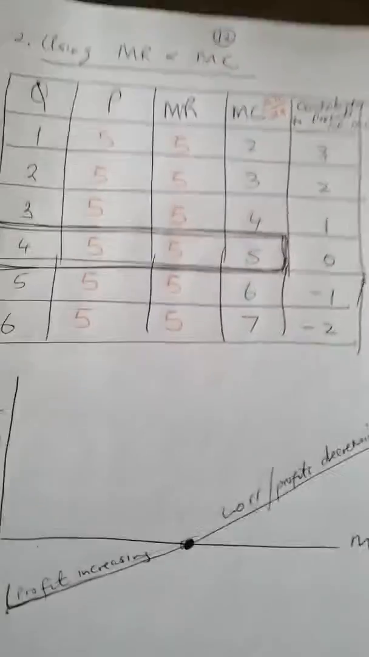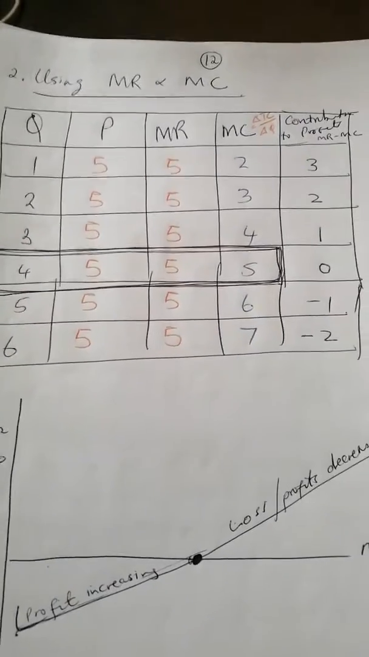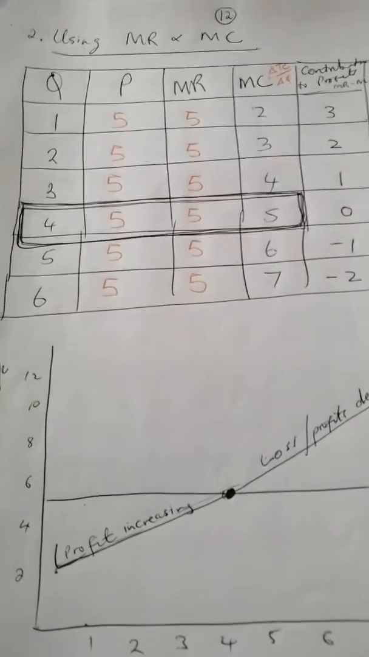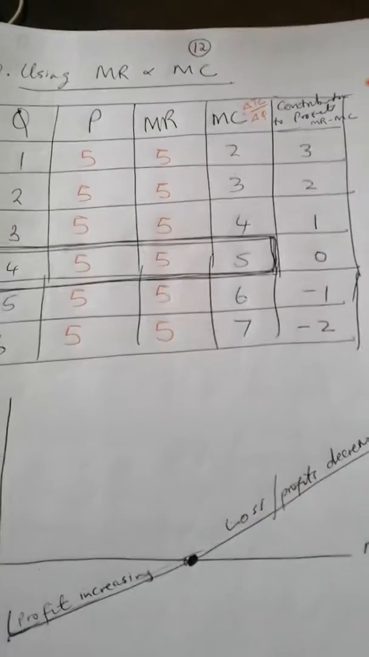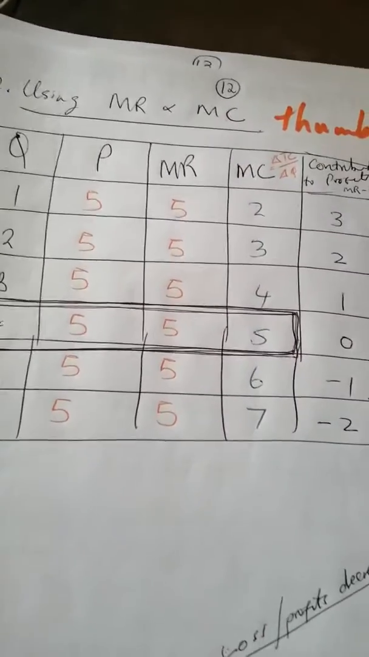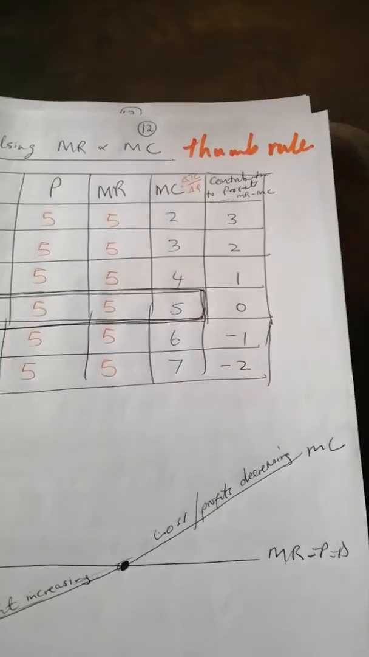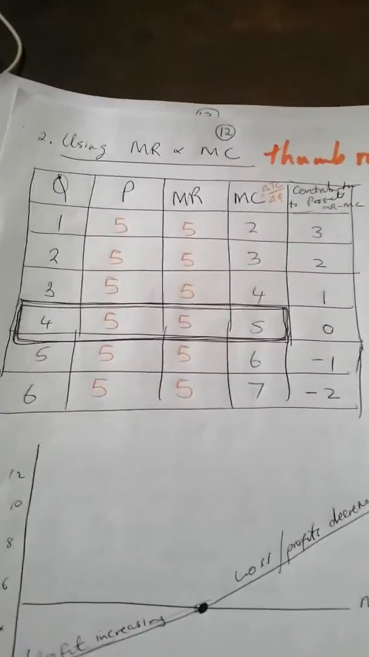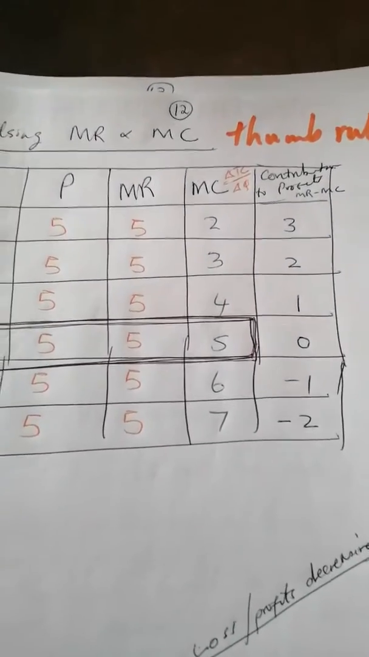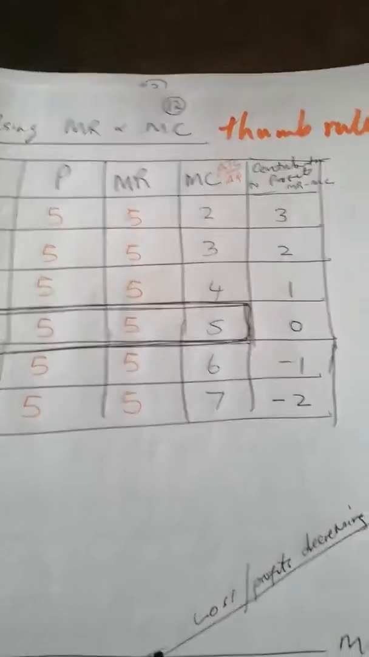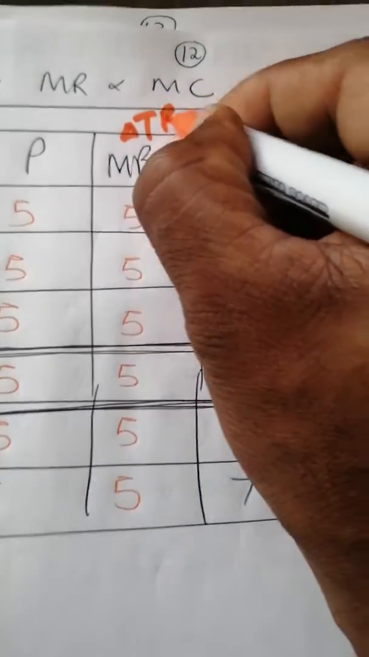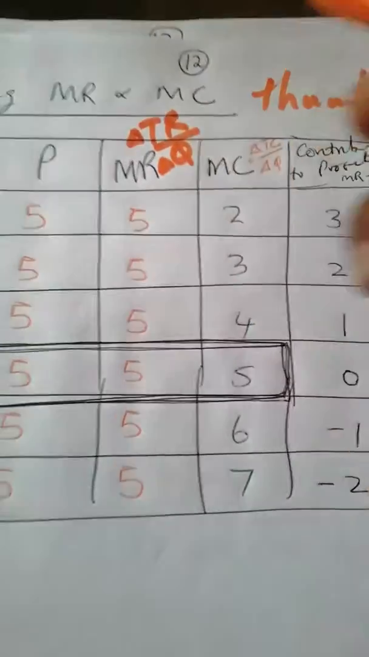Now, the second method of checking the profit maximization is what we will be using in the next topics most often, the marginal revenue and the marginal cost rule. It's called the thumb rule. I'll just write here, thumb rule. Now, we already know what quantity is. We already know what prices are. We already know how to calculate the marginal revenue. Remember, it's a change in total revenue divided by a change in quantity.